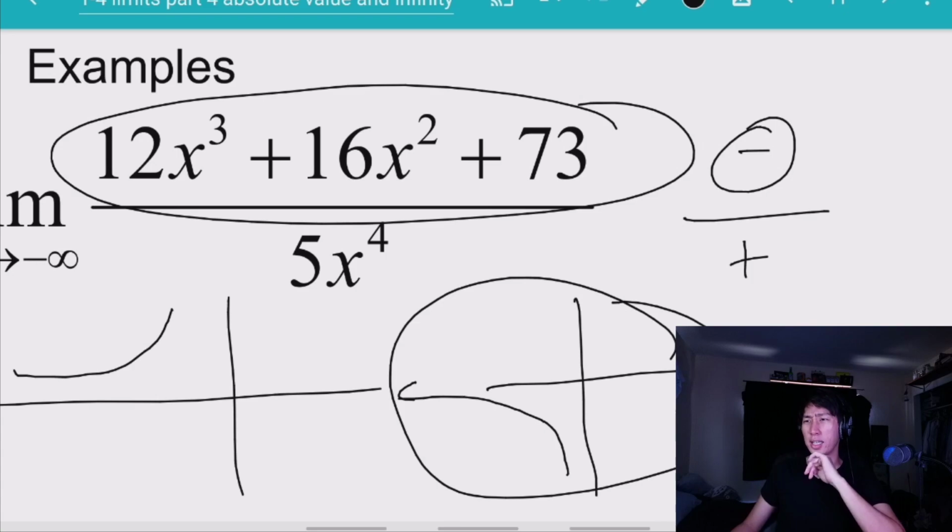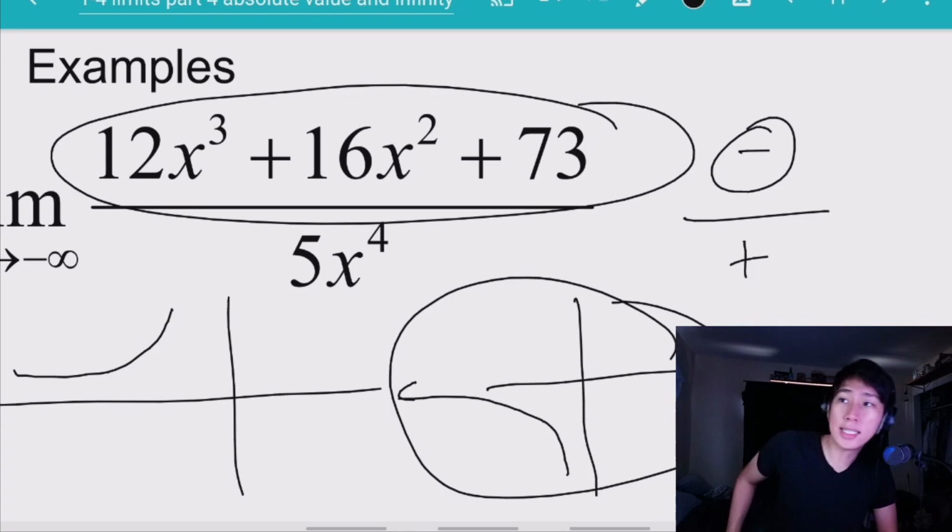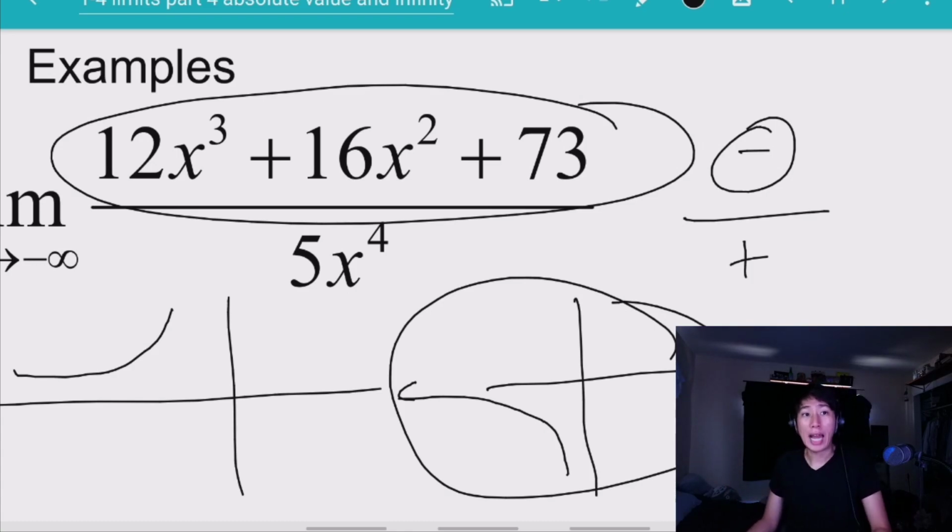Okay, any questions on this? Do we get the general gist? Okay, so basically, whenever you're doing this, I'm going to add another layer of complexity. Watch out for your negatives. You have to watch out for positives and negatives because sometimes it affects your answer.